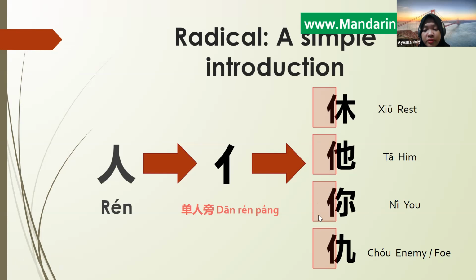Now, you can see this word ni, which refers to you, also has this dan ren pang, this human radical. And then the word chou, which is enemy and foes, also uses this radical. So basically, radical is a common thing that you can see in certain other characters, and it usually ties you or makes you relate to what this word could be about. All right.